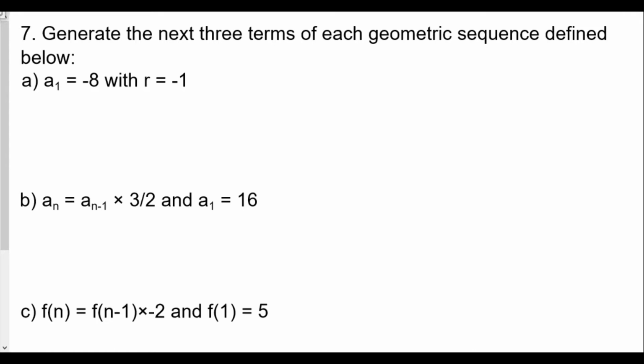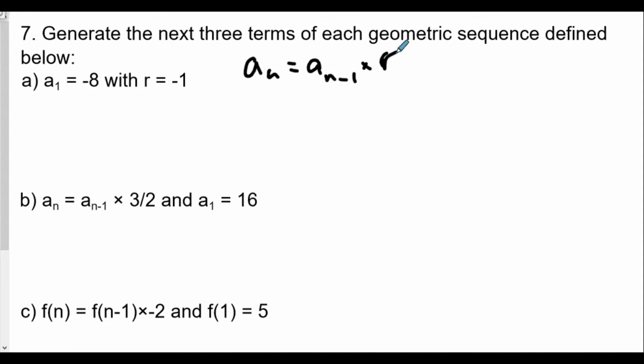Okay. All right, everybody. So let's take a look at number 7. We'll generate the next 3 terms of each geometric sequence defined below. We can take a look at our geometric sequence from a recursive point of view, and that'll help us find the next 3 terms. So from a recursion point of view, the nth term is really going to be the previous term, n minus 1, times our r value, our common ratio.